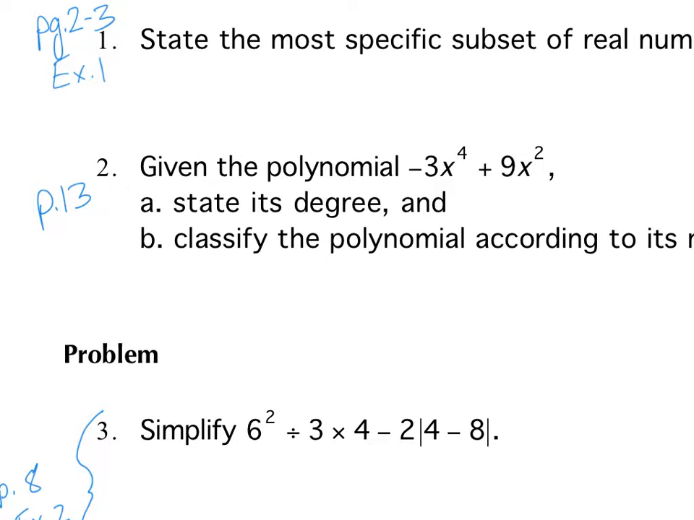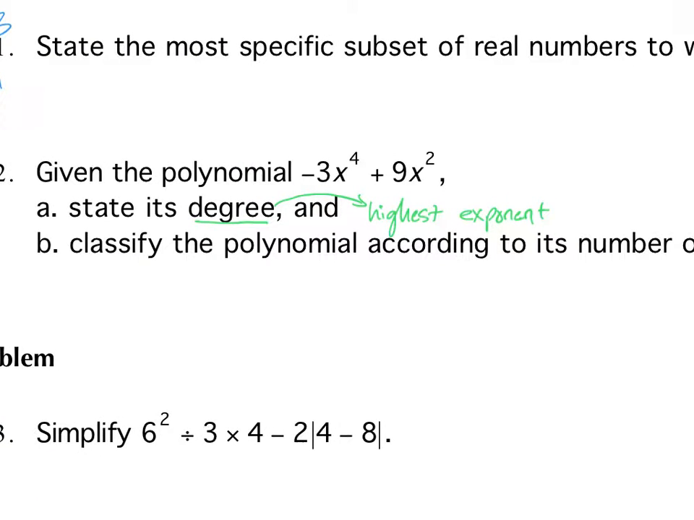All right, then we have a problem where we're classifying a polynomial. First of all, they want us to state its degree. Degree has to do with the highest exponent, the highest exponent that you see in any single term. You don't add together exponents from separate terms. So for instance, -3x to the 4th is one term, 9x squared is the second term. We wouldn't add those two exponents.